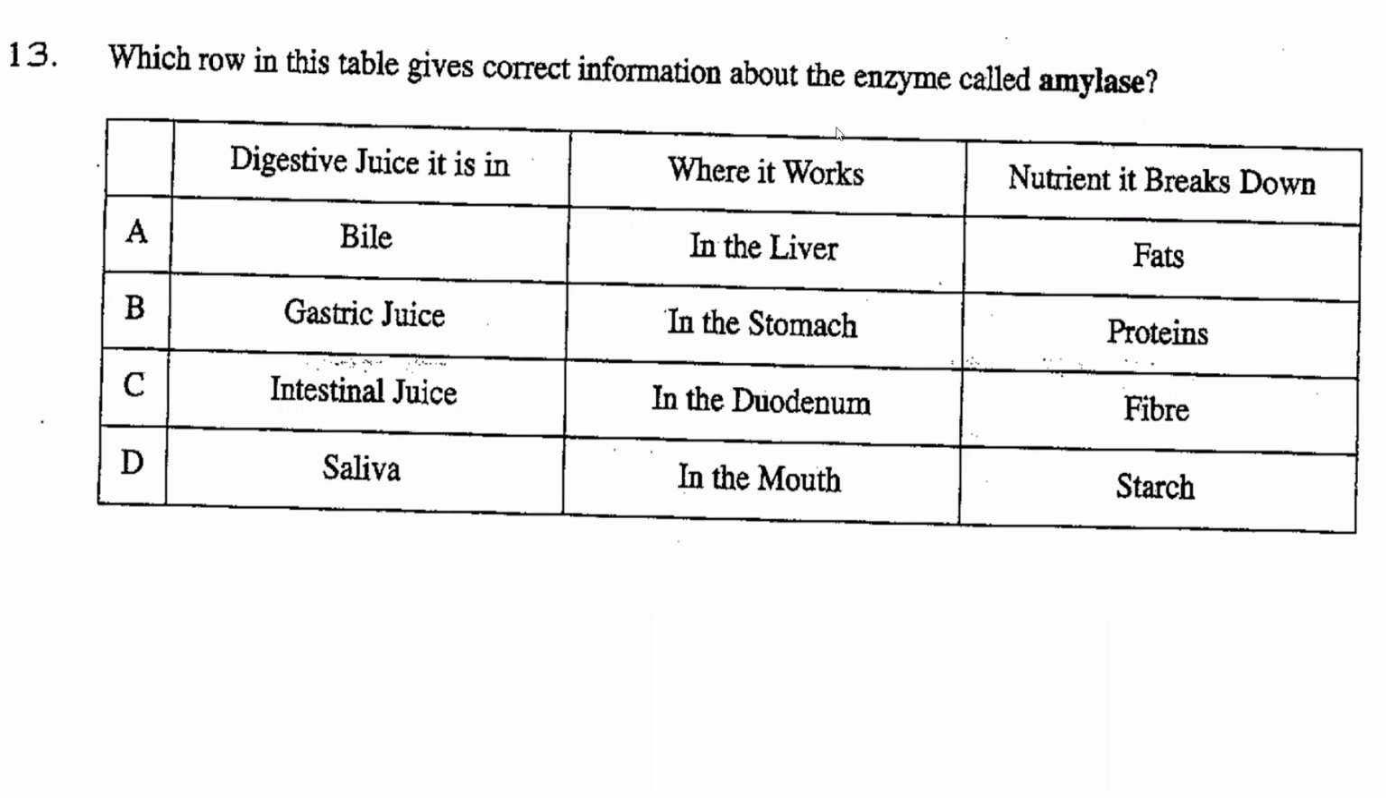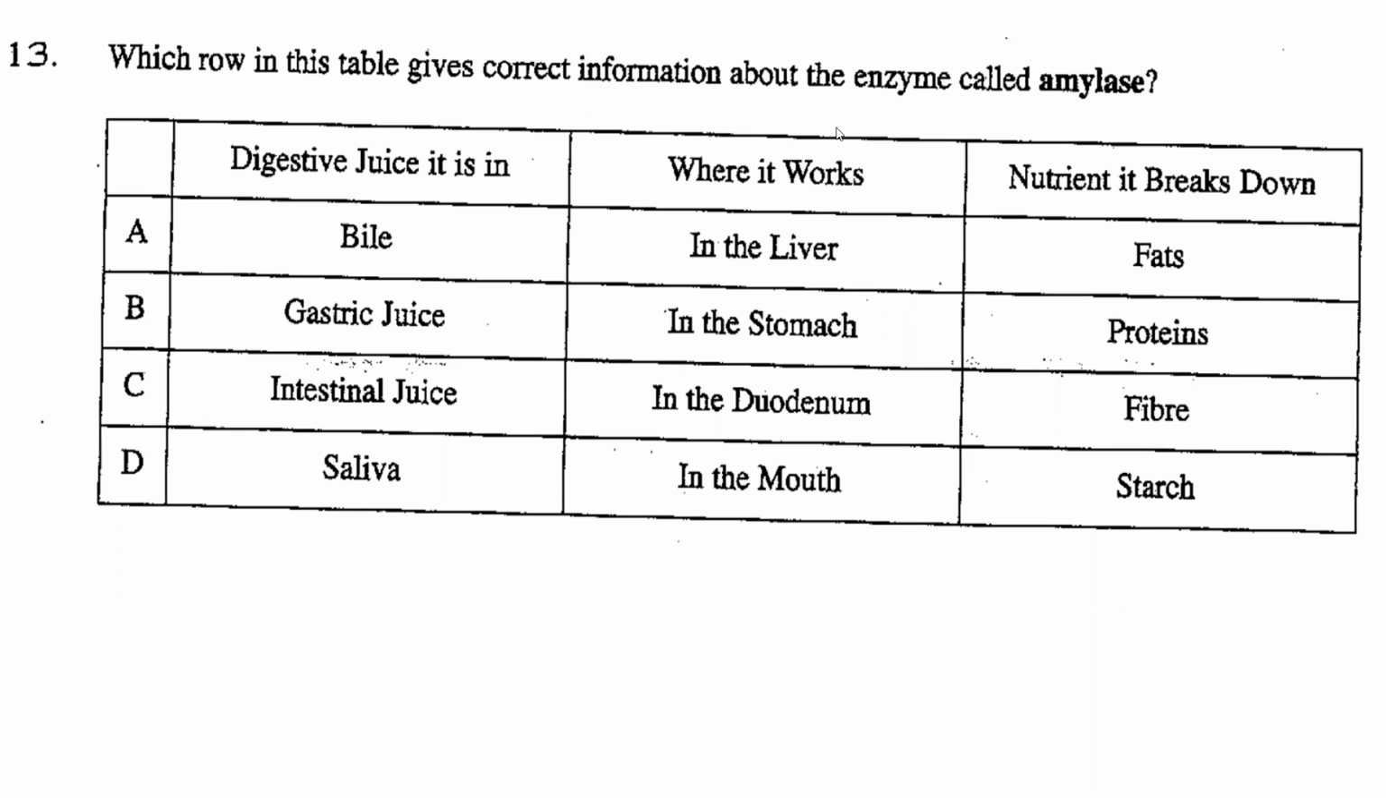Can you read question number 13, please? Which row in this table gives correct information about the enzyme called amylase? Read the headings, please. Digestive juice. Where it works. Nutrients it breaks down.